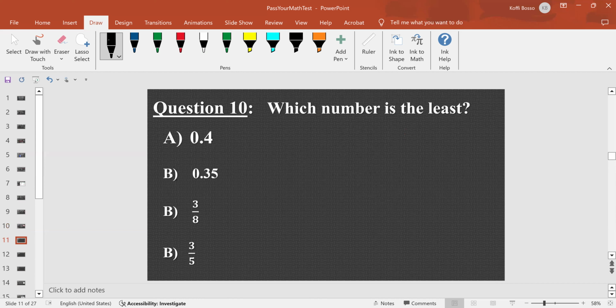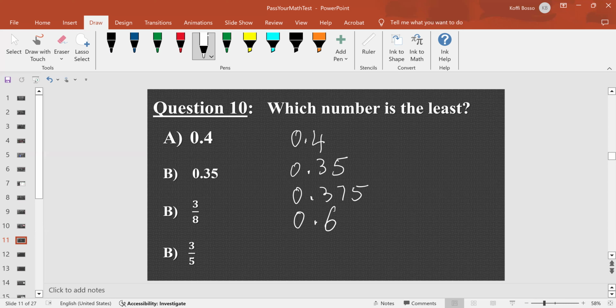Question number 10. They say which number is the least? So they want to know the smallest number. But before we find this smallest number, let's rewrite all 4 numbers as decimal numbers. So the first one we have is 0.4. The second one we have is 0.35. Now, when you have 3 divided by 8, if you use a calculator, that gives you 0.375. And the last one gives you 0.6.